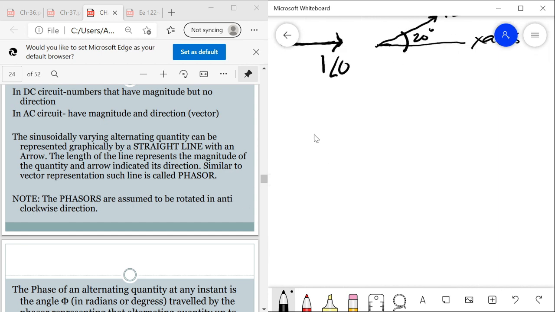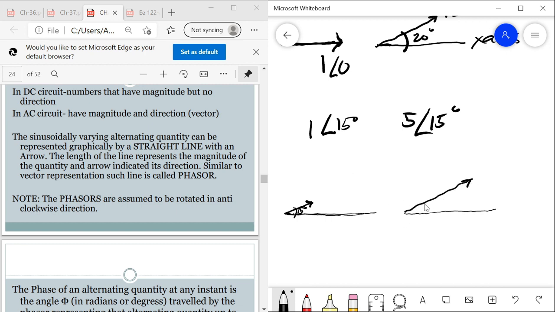Again, on magnitude, if you have 1 angle 15 degrees and another one is 5 angle 15 degrees, and you plot the vector diagram of these two, of course the magnitude is shorter here because it has only 1, and the magnitude here is 5, longer than 1. Let's say this is our reference x-axis. So 1 is at 15 degrees positive, and the other one is 5. Of course, it is much longer than the other one. So this is 15 degrees, and this is 5 in magnitude. It is either power, voltage, or current.